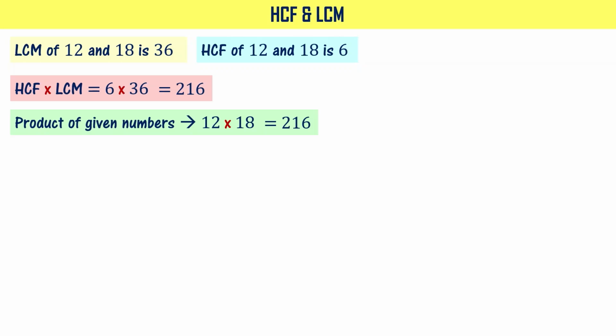Based on this, what you can say is HCF times LCM equals the product of the given two numbers, right? Take a note of this formula. With the help of this formula, if you are given two numbers and the HCF, then you can find the LCM. If you're given two numbers and the LCM, then you can quickly find the HCF. Or if you're given the LCM and HCF and one of the numbers, then you can find the second number, right?